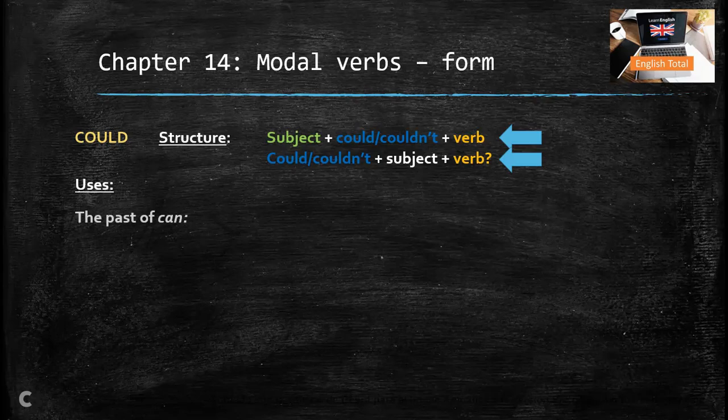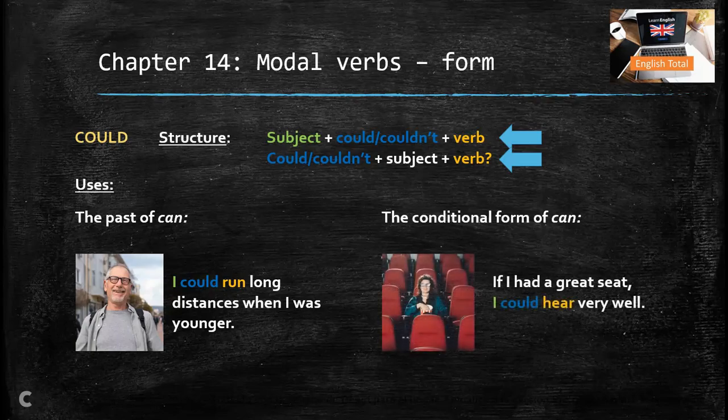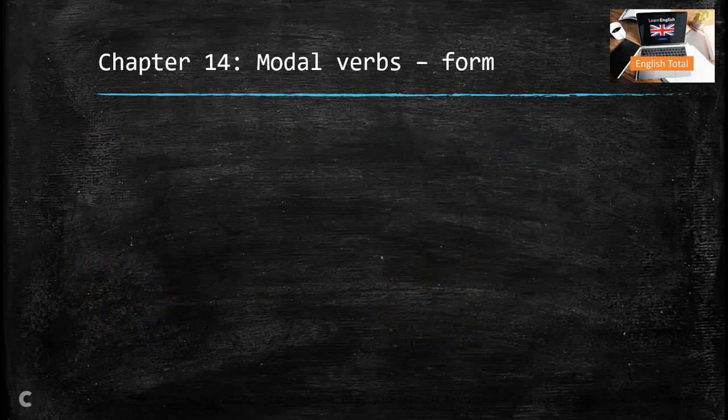You can use could as the past form of can. For instance, I could run long distances when I was younger. Yes, time affects us all, doesn't it? You can use could as the conditional form of can, as we discussed in the previous video, to say things like this, for example. If I had a great seat, I could hear very well. Pretty straightforward, don't you think? Let's move on, shall we?